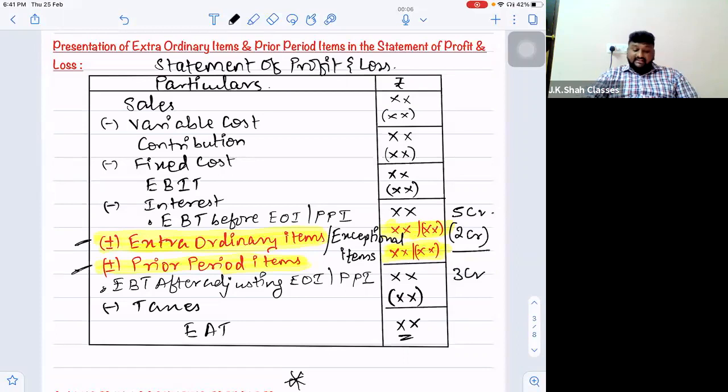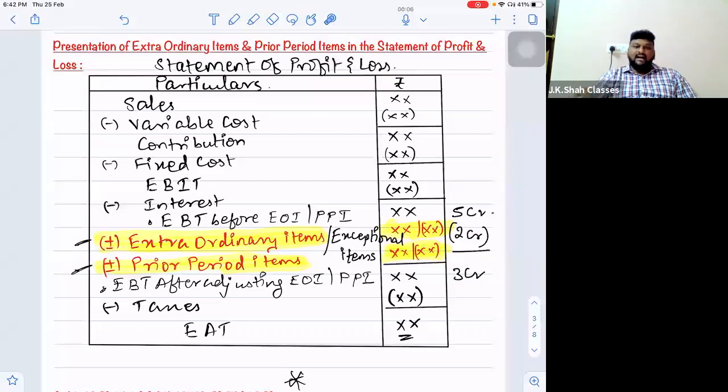But if you give a presentation in such a way, then the user can make a decision that, oh yeah, they have earned 5 crores as profit, but because of the loss taking place, they lost 2 crores and now they have a profit of only 3 crores. So the reduction in profit by 2 crores is not because of their operational failures. It is because of some abnormal thing which took place in the enterprise.